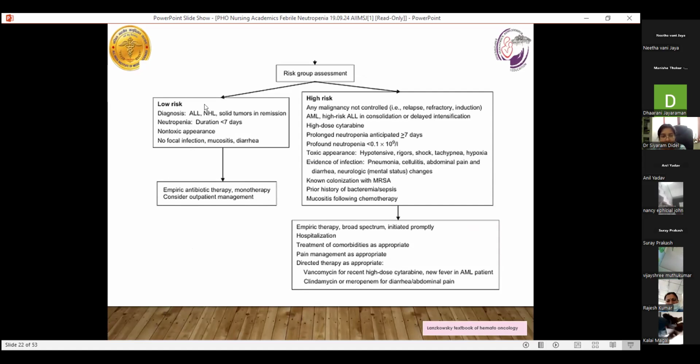mucositis, or diarrhea. Then we administer empiric antibiotic therapy, and usually monotherapy is recommended, and the patient can be managed on an outpatient basis. But if the child falls in any of these criteria, that is, the child is high risk for febrile neutropenia, then there is a need for immediate hospitalization, starting empiric therapy with broad spectrum antibiotics, and treatment of comorbidities along with pain management.